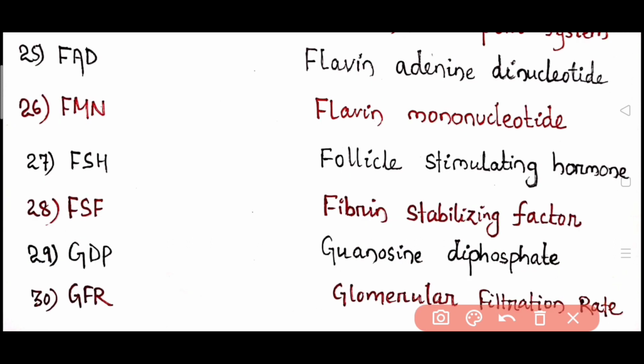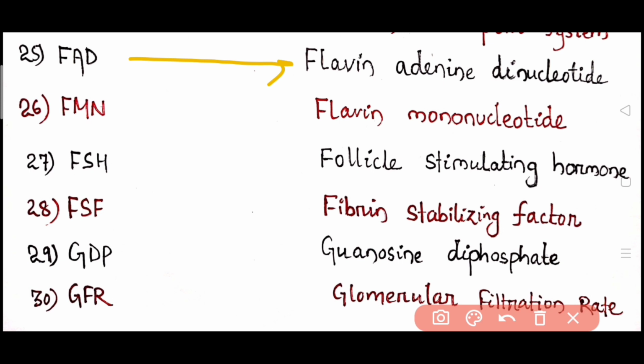Then FAD. The full form of FAD is flavin adenine dinucleotide. It is a coenzyme associated with various proteins that are involved with several important enzymatic reactions in the metabolism.